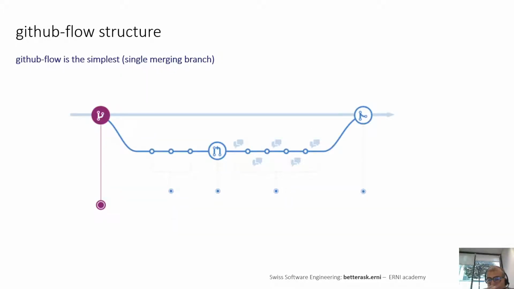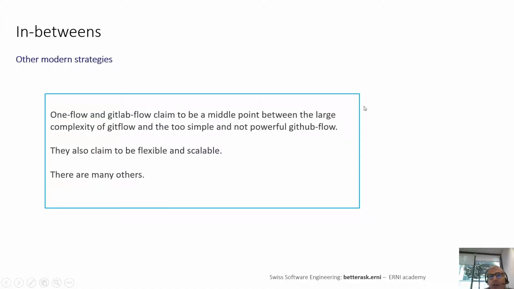Okay. The GitHub flow structure is very simple. It basically consists of only doing feature branches, and when they are ready, you make a pull request. If there are some changes to do, you fix them, and finally you join them back into the master branch. Okay. And as we saw, there are some in-betweens that we will see a bit more in detail today. For example, the two most famous are oneflow and gitlab flow, which claim to be a middle point between the complexity of gitflow and the extreme simplicity and lack of features of GitHub flow. These two claim to be very flexible and scalable.